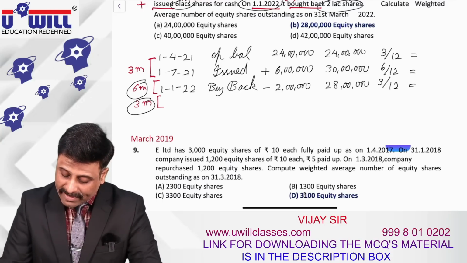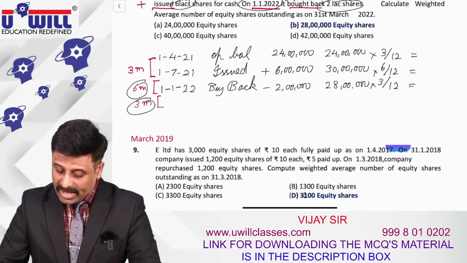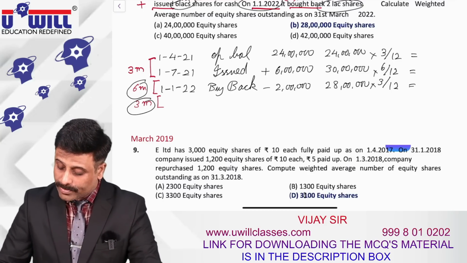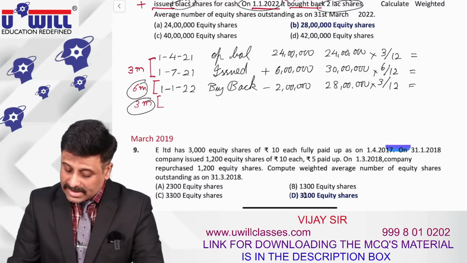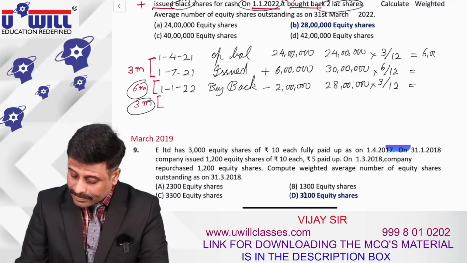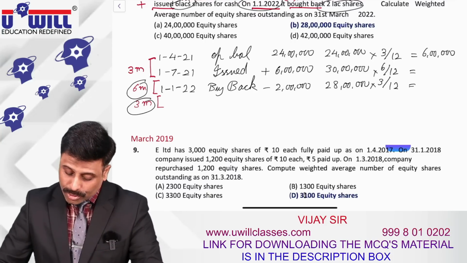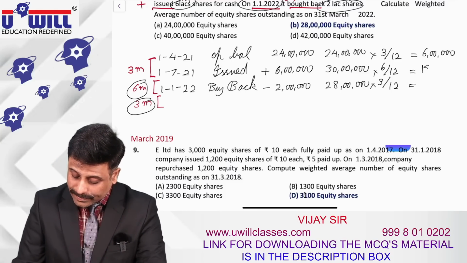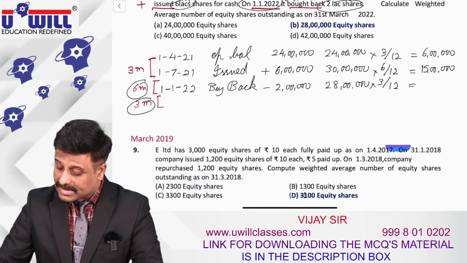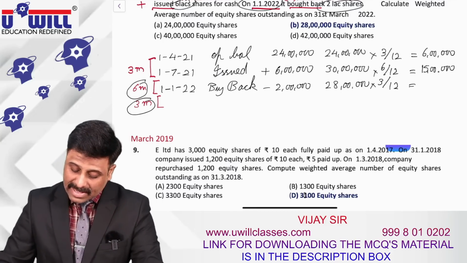Now, weighted average number of shares, we have to multiply this. So 24 lakhs into 3 by 12, that is 6 lakhs. Then 30 lakhs into 6 by 12, that is 15 lakhs. And 28 lakhs into 3 by 12, that is 7 lakhs.